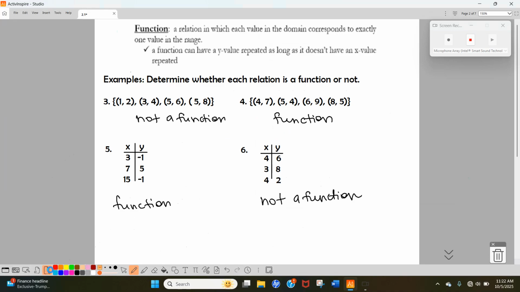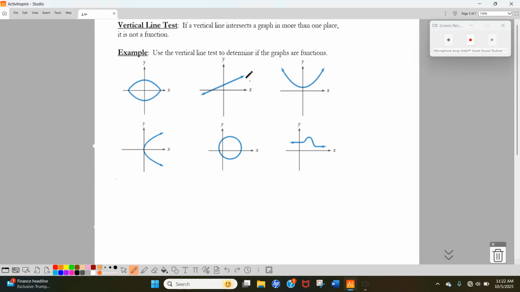All right, if we're looking at a graph, the vertical line test will tell us if we have a function or not. So if you draw a vertical line and it can touch in 2 places, that means you have a repeated x value. This x value is going to 2 different y values. So this is not a function. Here, this is a function.